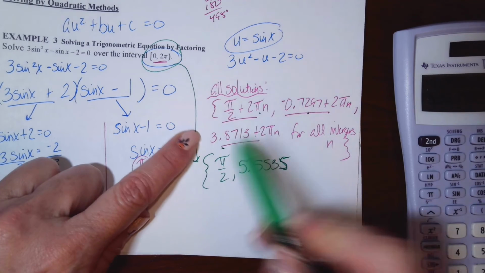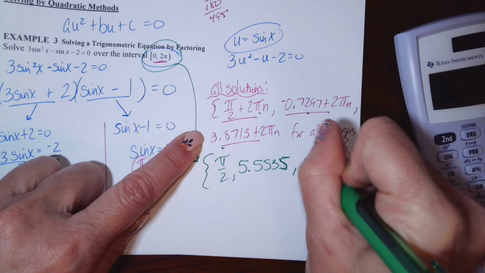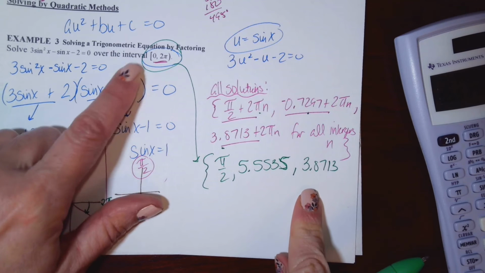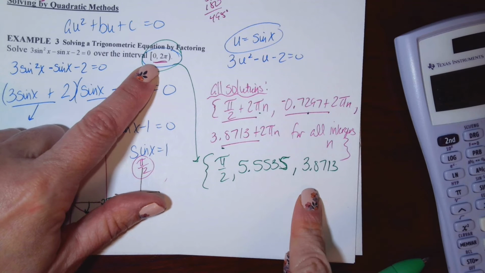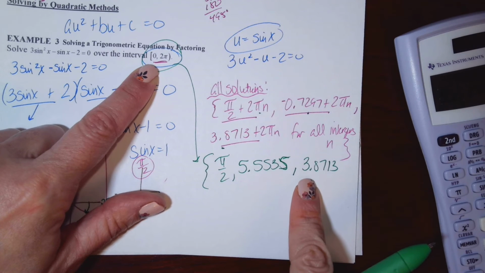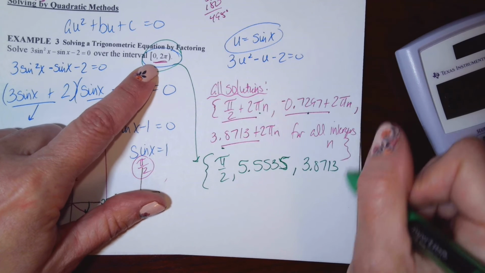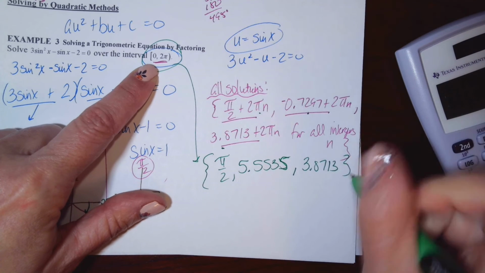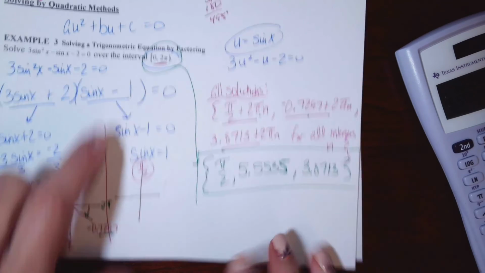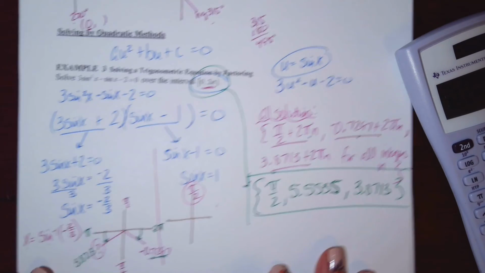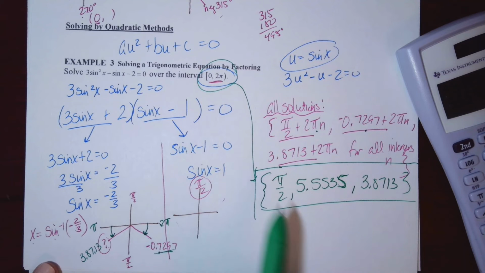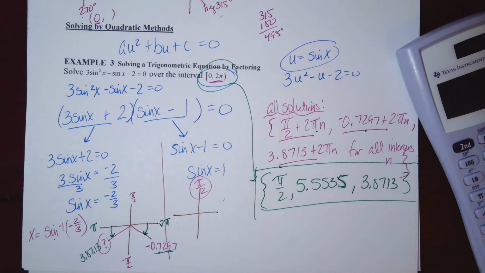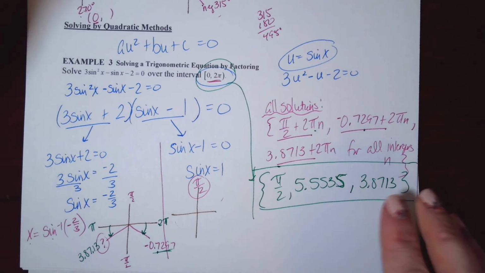My third location is here at 3.8713. That's within 0 to 2 pi. Can I add 2 pi again? Well, 2 pi is about 6, that'll put me at almost 10 radians, and no, that's outside my interval. So those three angles are going to be the angles within this interval that satisfy my equation. Now, as always with rounding, you've got to pay attention to what MyMathLab wants, how many decimal places they're asking you for.